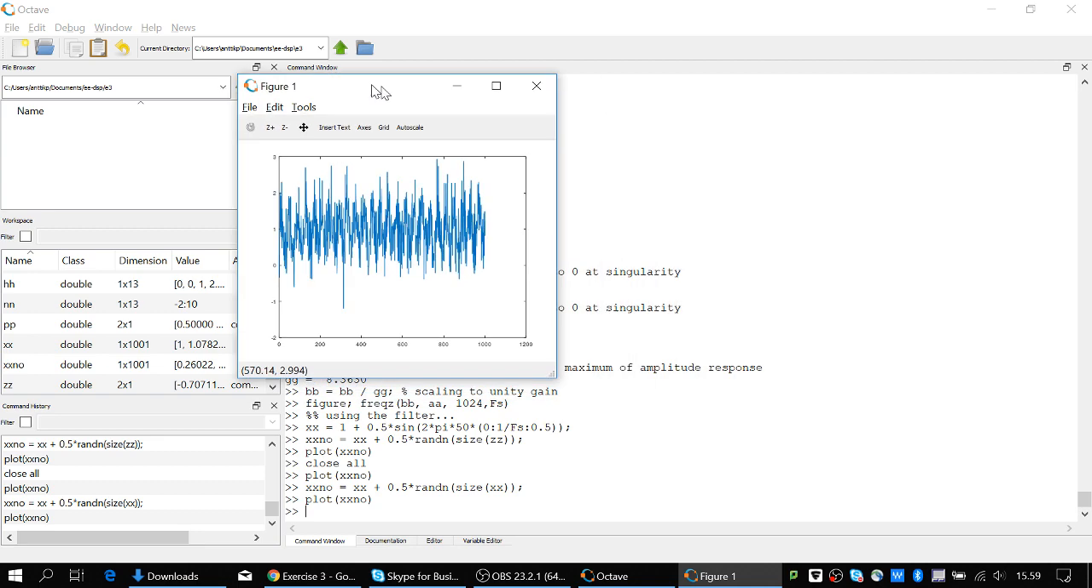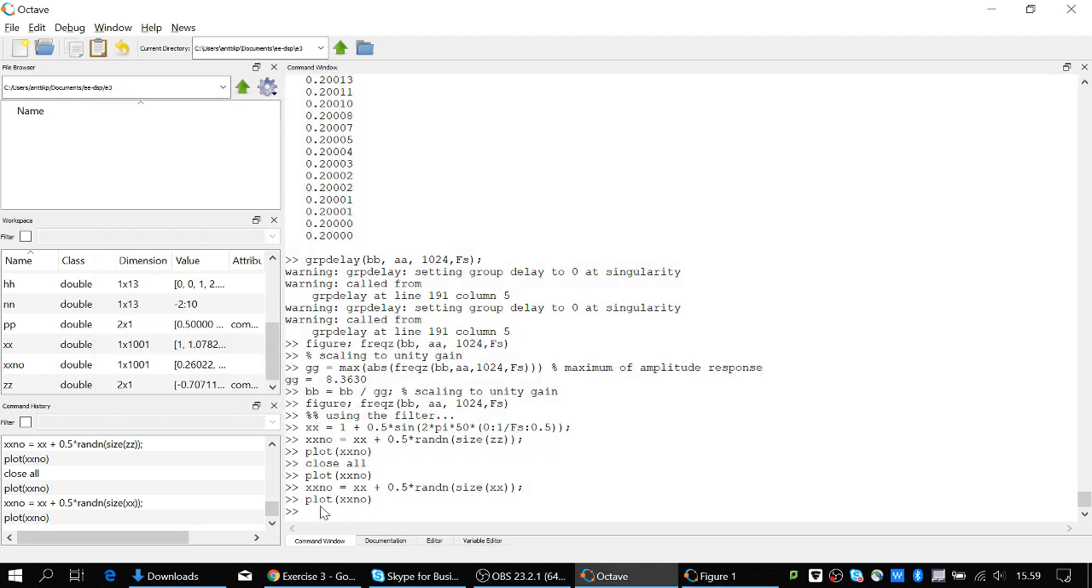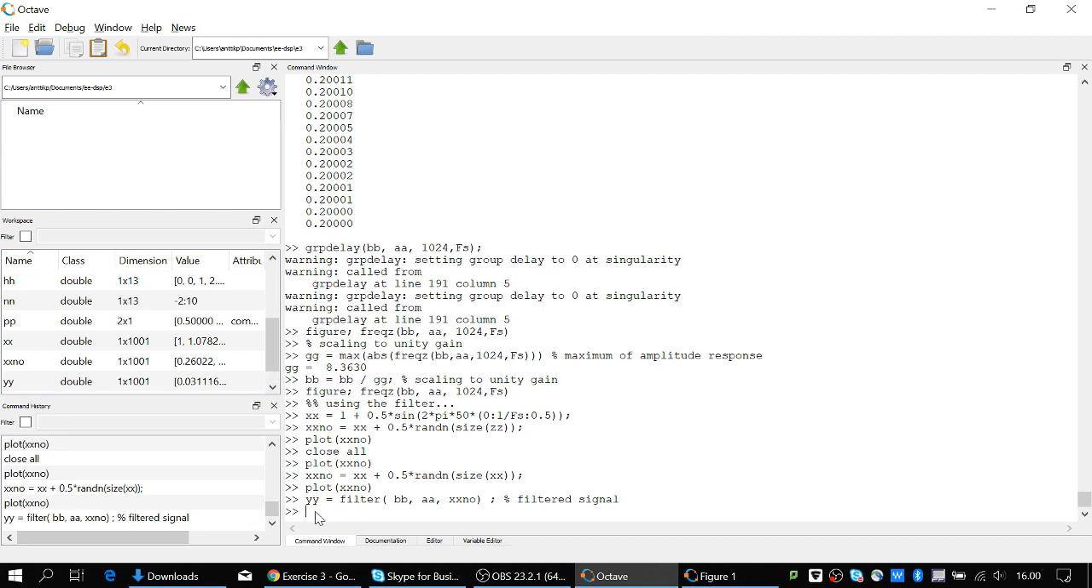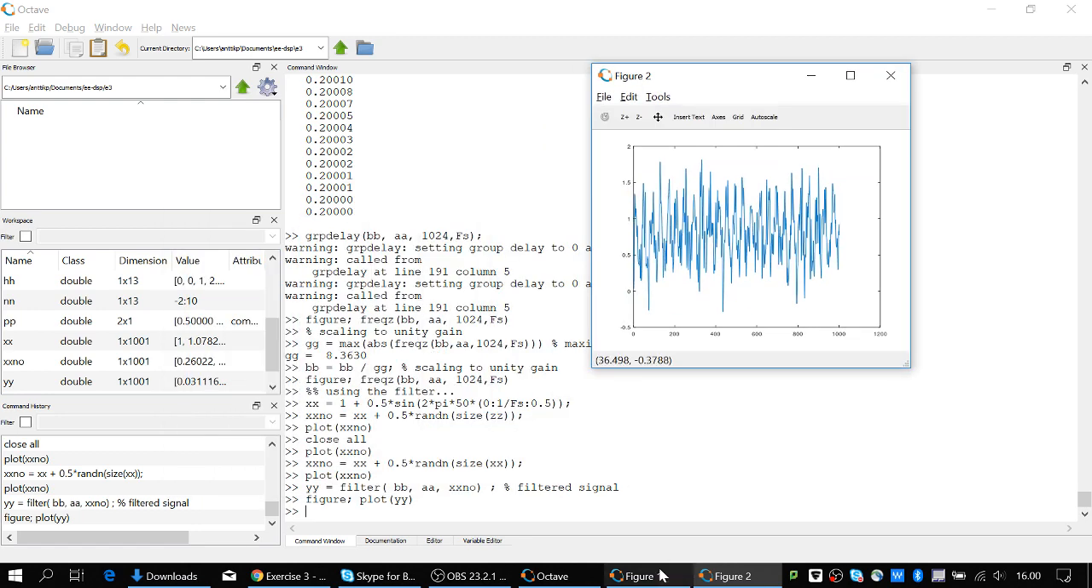Okay. Using this system and calculating the output is as simple as using filter BB AA xxno. So this is the filtered signal. Let's put it on a new figure and plot yy. And I just hope that I've reduced the noise. Yeah, seeing is believing.